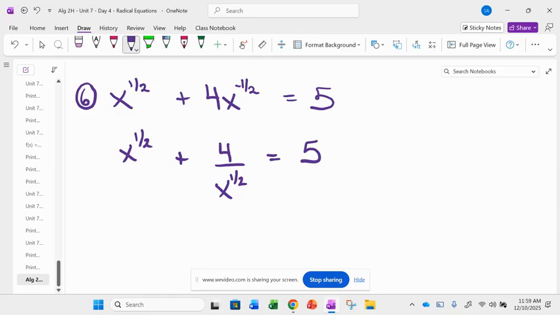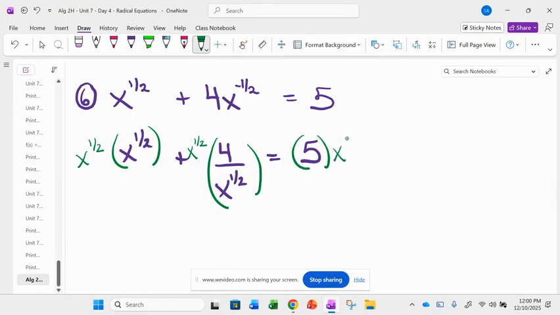All right, now this is an equation. I don't want to deal with a fractional equation, so I'm going to eliminate the denominator. How would I eliminate the denominator here? Yep, we're going to take that only denominator of x to the half and multiply everything by it. So x to the half times x to the half is just x. These x's cancel, so I'm left with just plus 4 equals 5x to the half power.